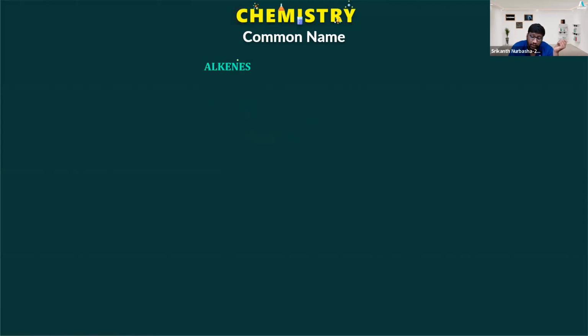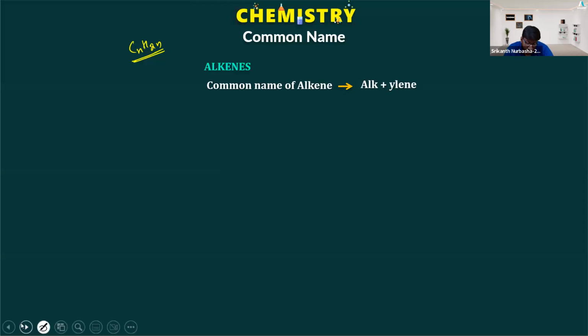Alkenes will have the molecular formula CnH2n. In that, how can we write the names? The common name of an alkene is alk plus ylene. So alk refers to the number of carbon atoms. How many carbons are there? That will give you the root word, and you have to finally add ylene.